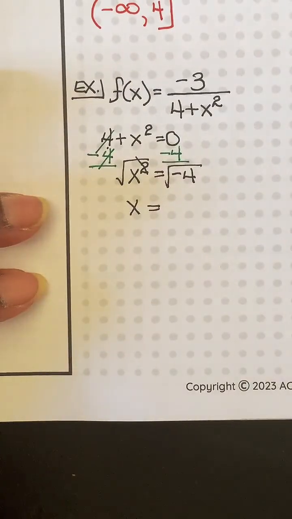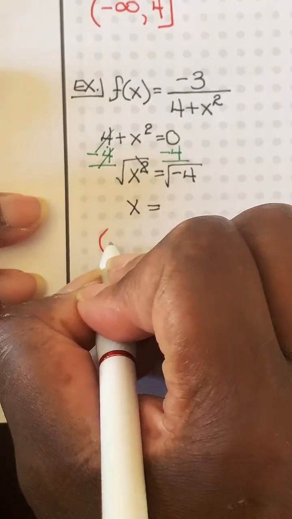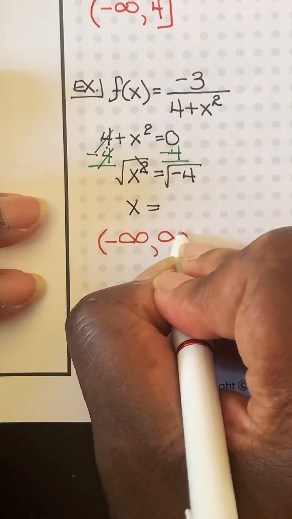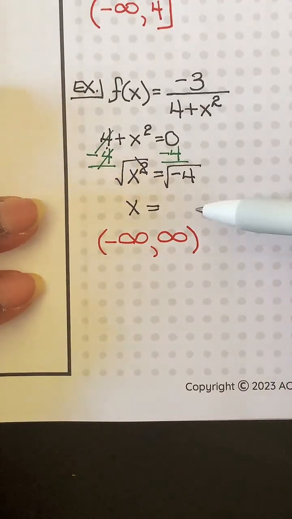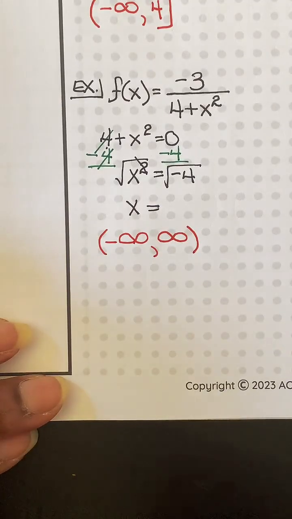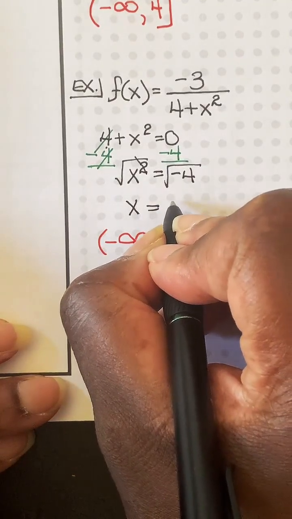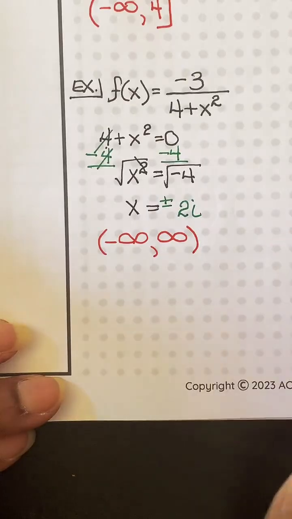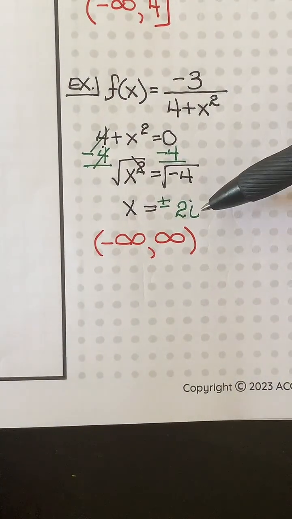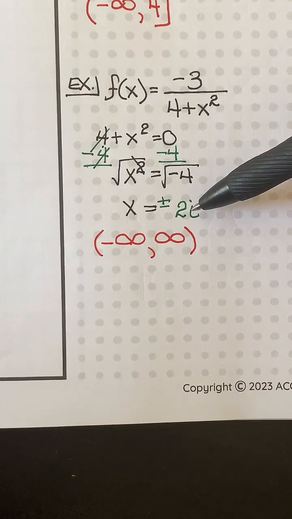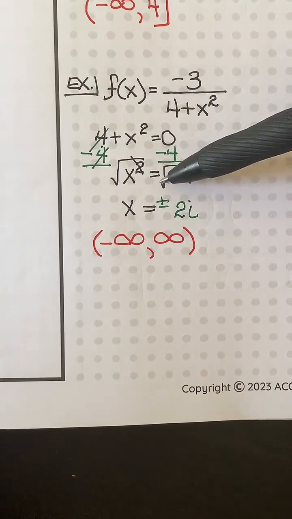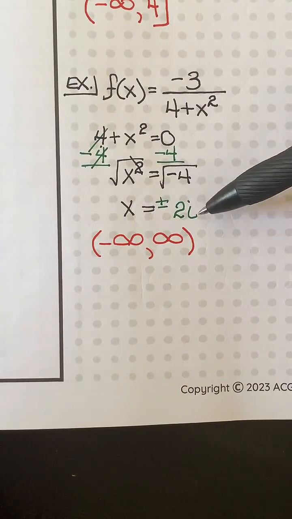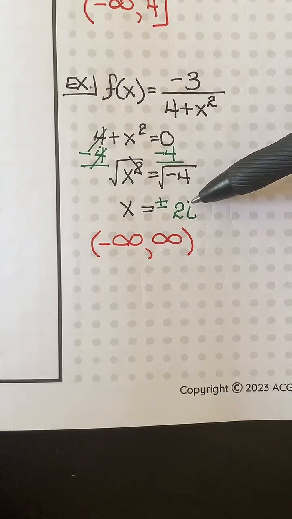So that means our answer is going to be from negative infinity to positive infinity. Because once I solve, I'm going to get plus minus 2i. Okay. Once I'm going to get what's called a complex number, okay? Anytime you see a negative underneath an even root, this is a square root. Every time you see a negative, you're going to get a complex number. And complex numbers, they always come in pairs.